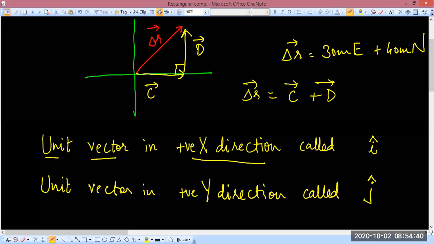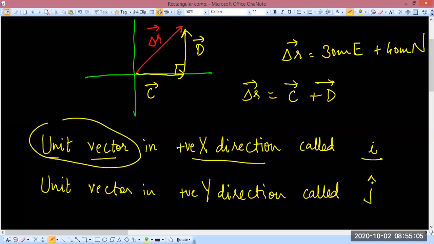Yes, Saurabh, you're right. Hat is the symbol for unit vector. When you put this kind of symbol on top of A, it means this is a unit vector. So writing I hat is required because it is a unit vector. Without it, this is not even a vector. So you must write the symbol of unit vector. What's the symbol of unit vector? This.